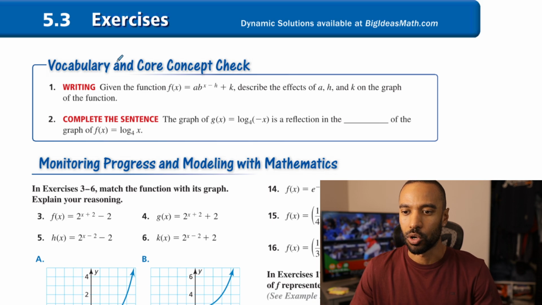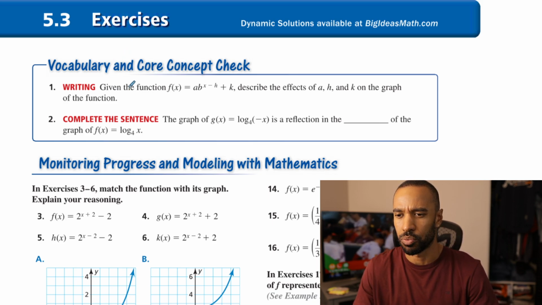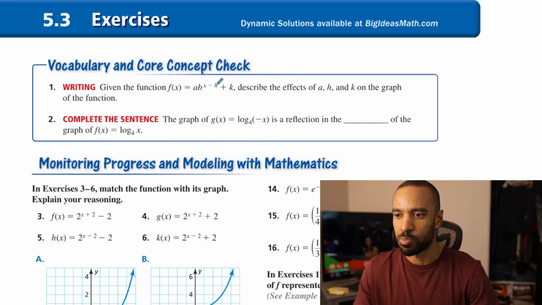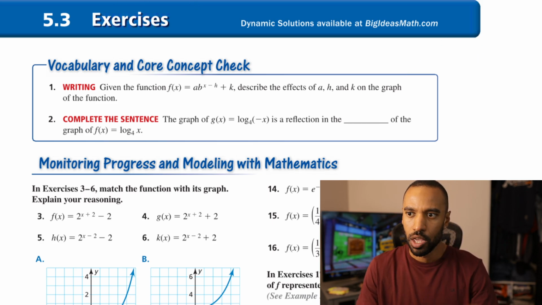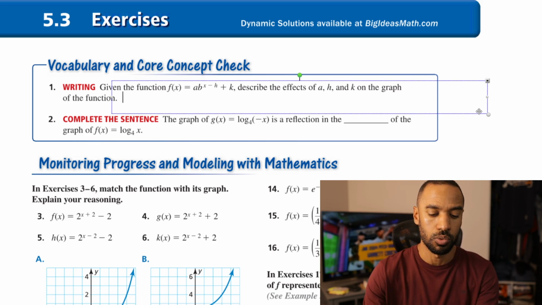All right, let's start with the vocabulary and core concept check, and then we got to go up to, I think, problem number 56, I think it was. Maybe 53. I think it was 56. Given the function f of x equals a b to the x minus h plus k, describe the effects of a, h, and k on the graph of the function. Well, it's no change from what they were before. They're the same letters, but really it's what they do to the graph.